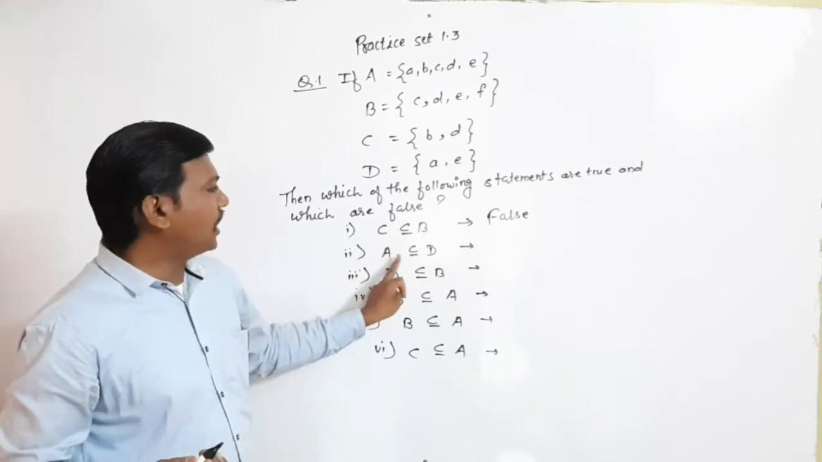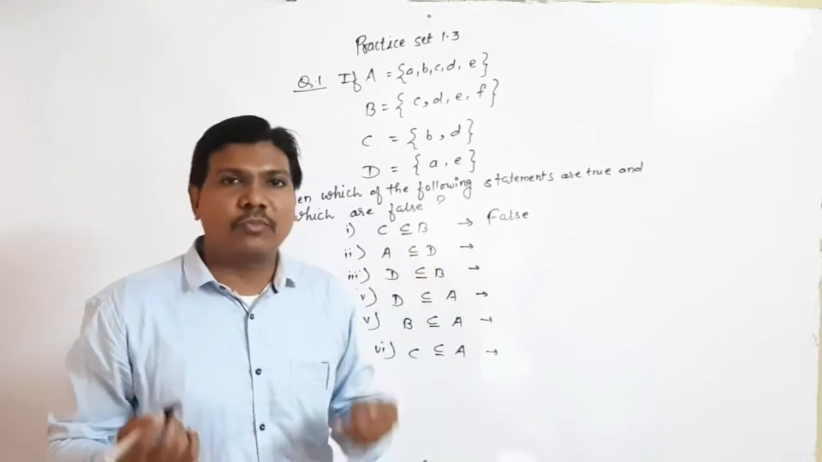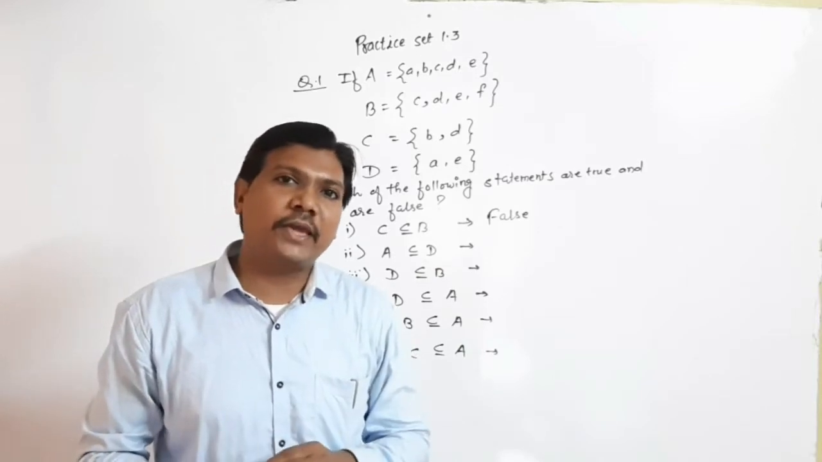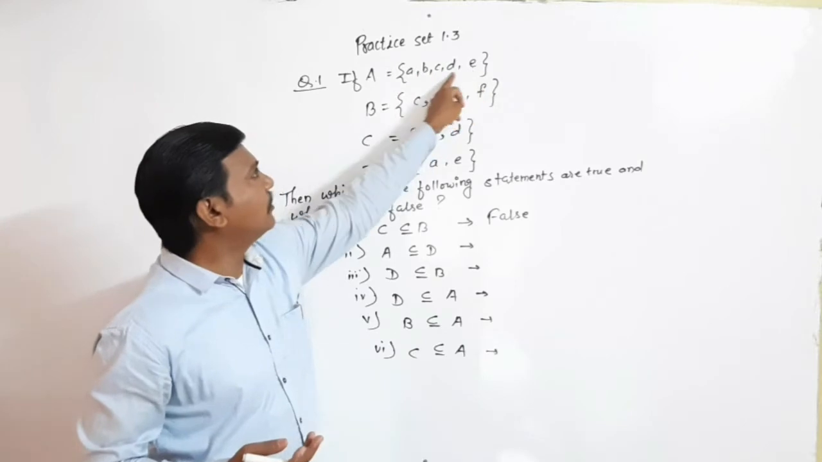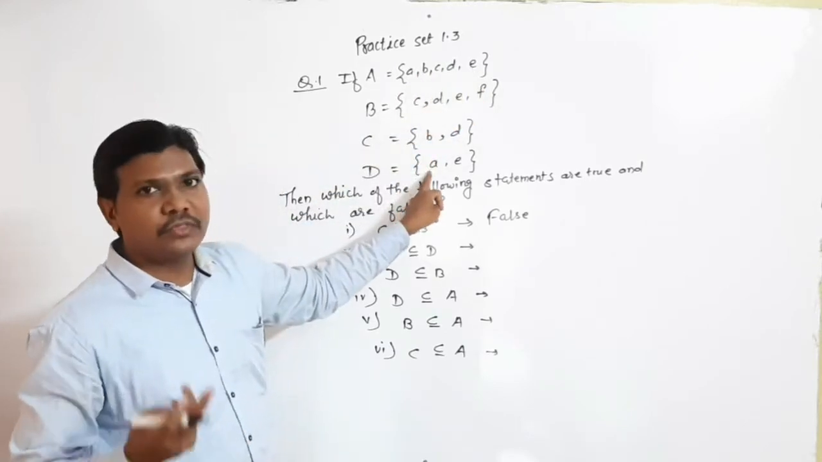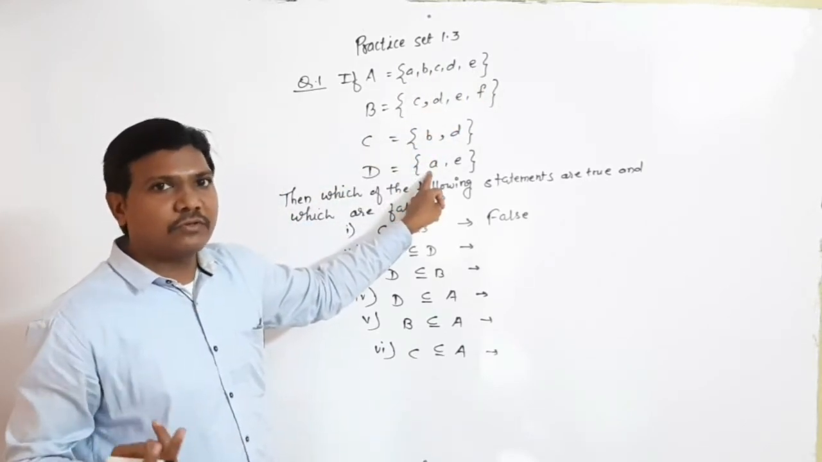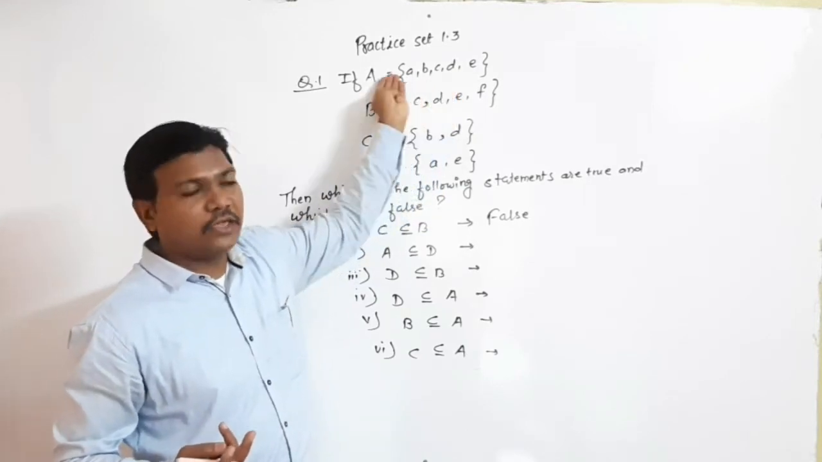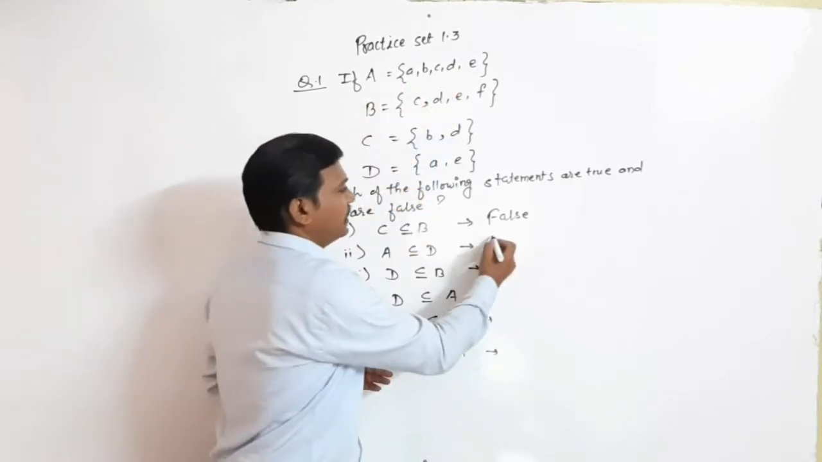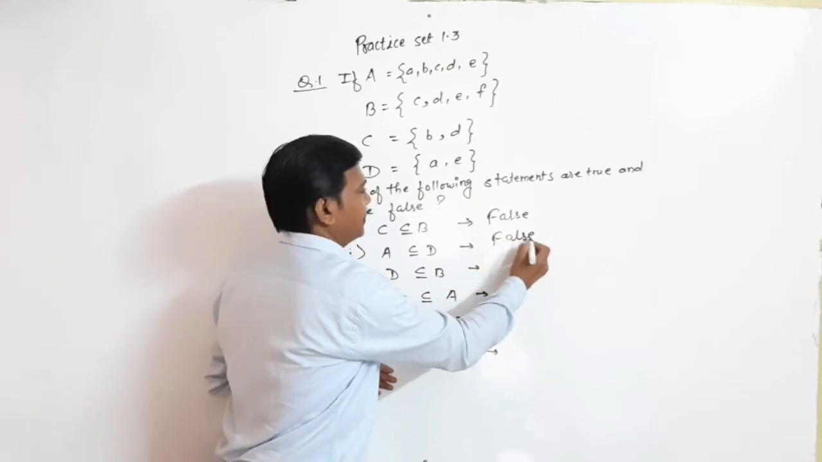Then second, A is a subset of D. It means each and every element of set A is in D. So see, A has 1, 2, 3, 4, 5 elements, and D has only 2 elements. So it is not possible, meaning each and every element of set A is not in D. So we say it is false.